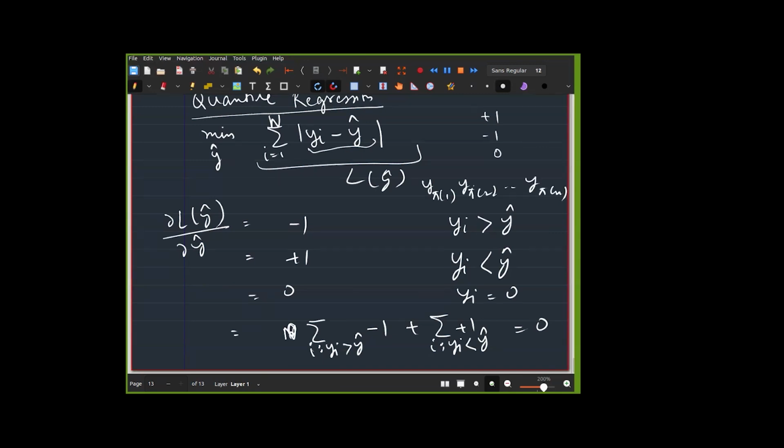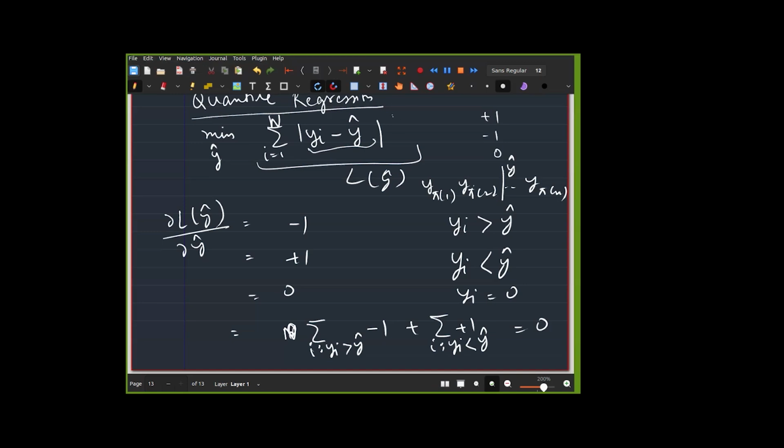So if I just sort all my yi's, then if I want the gradient to be very close to 0 or exactly equal to 0, then my y hat should be at the median or very close to the median. Then only this quantity will get as close to 0 as possible. So even the absolute value kind of a function gives us a solution where y hat is my median, right?